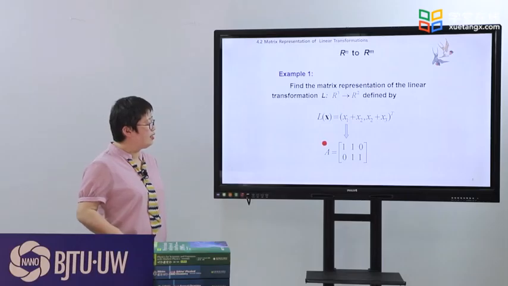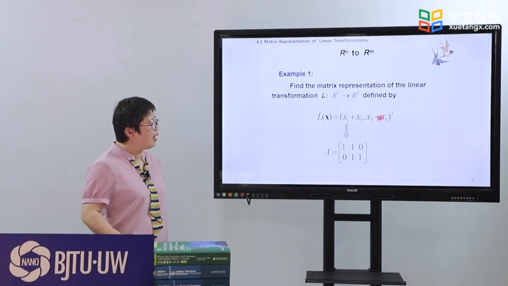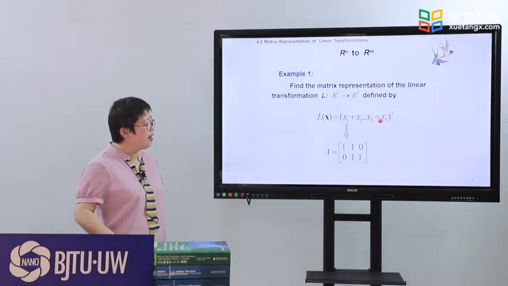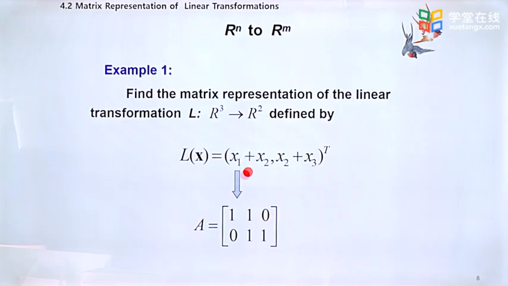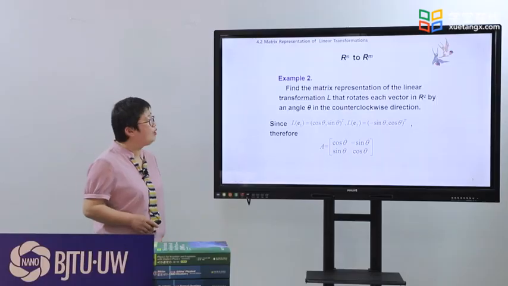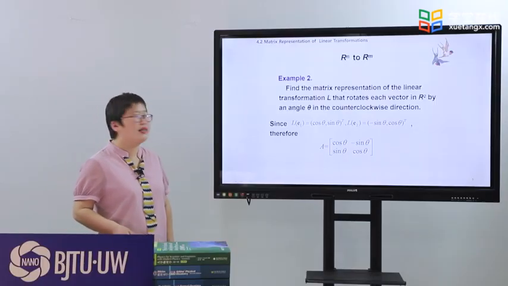So the first row is 1, 1, 0. After you multiply by the vector x1, x2, x3, it gives x1 plus x2 for the first component. And the second row times x1, x2, x3 will give you x2 plus x3. Okay, and now we see another example, Example 2.